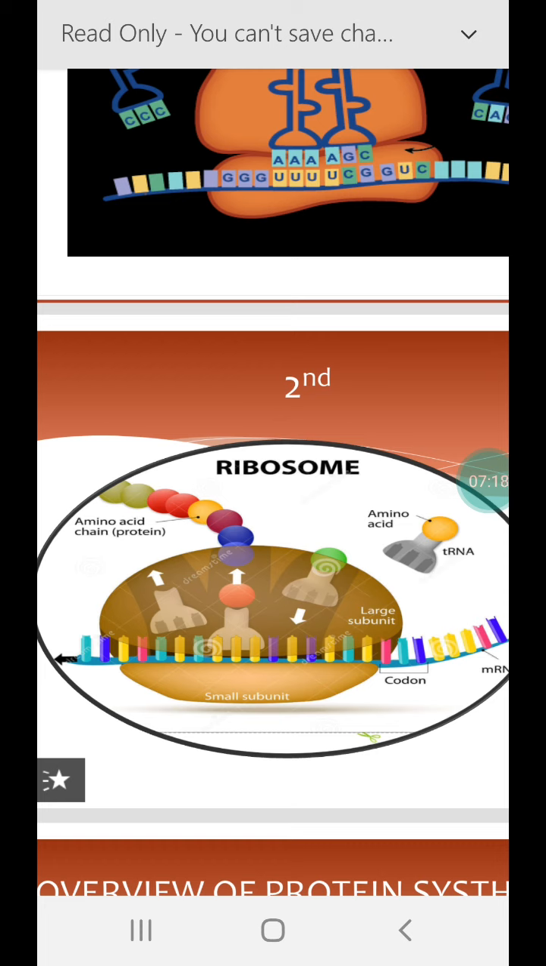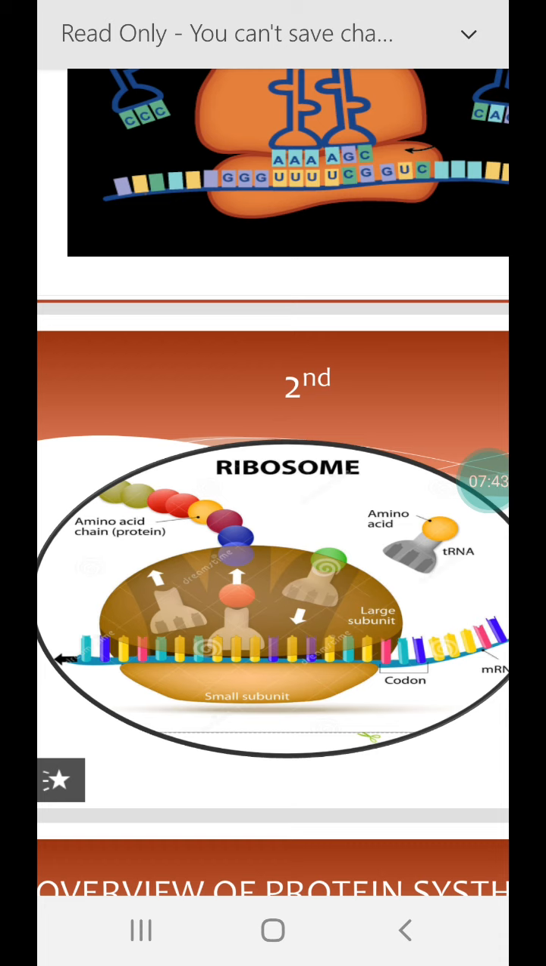So here in this case you can see tRNA is taking amino acids from the surrounding, coming to the A site, then from the A site this amino acid is transferred to the P site, that is the left hand side, and in this way a number of amino acids are linked to form a polypeptide chain. So this is the elongation.